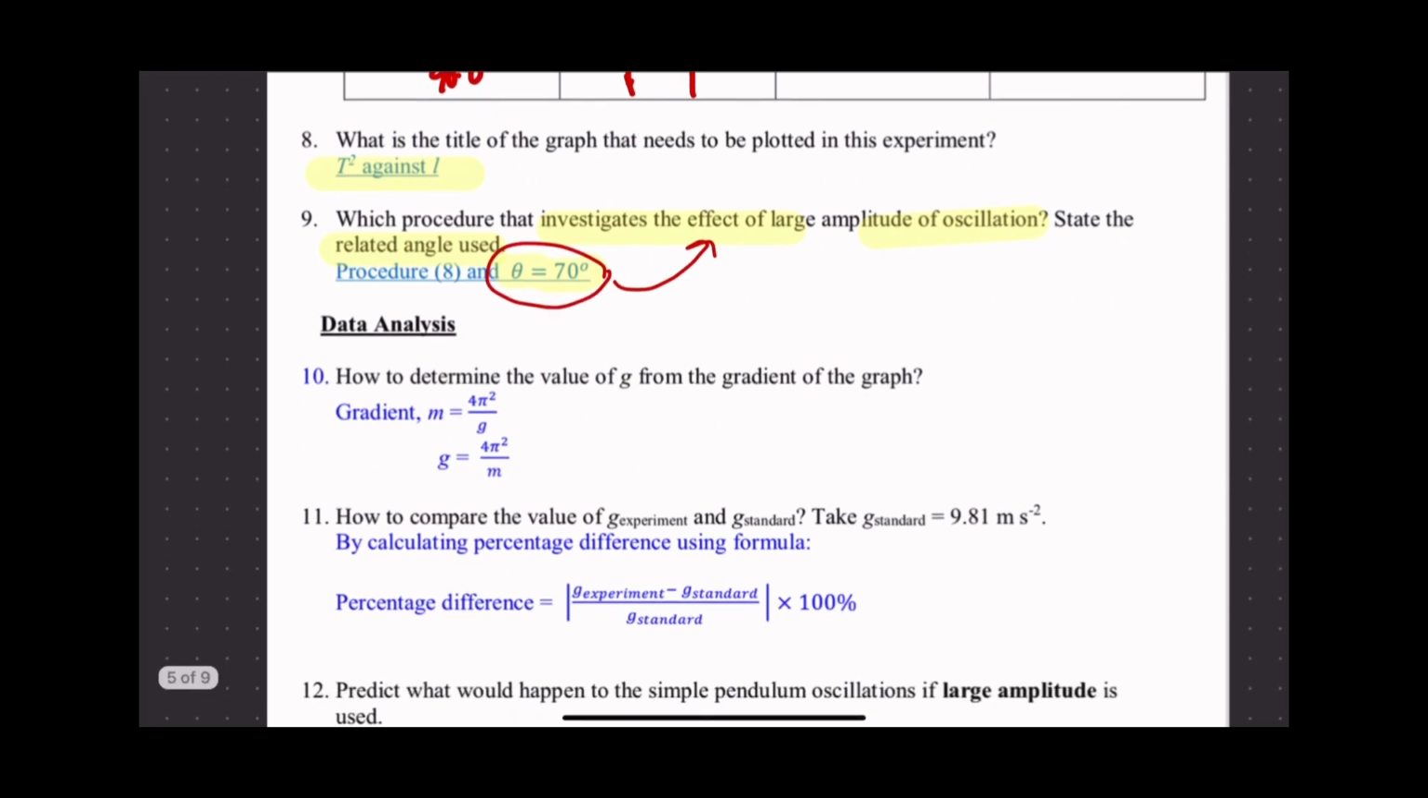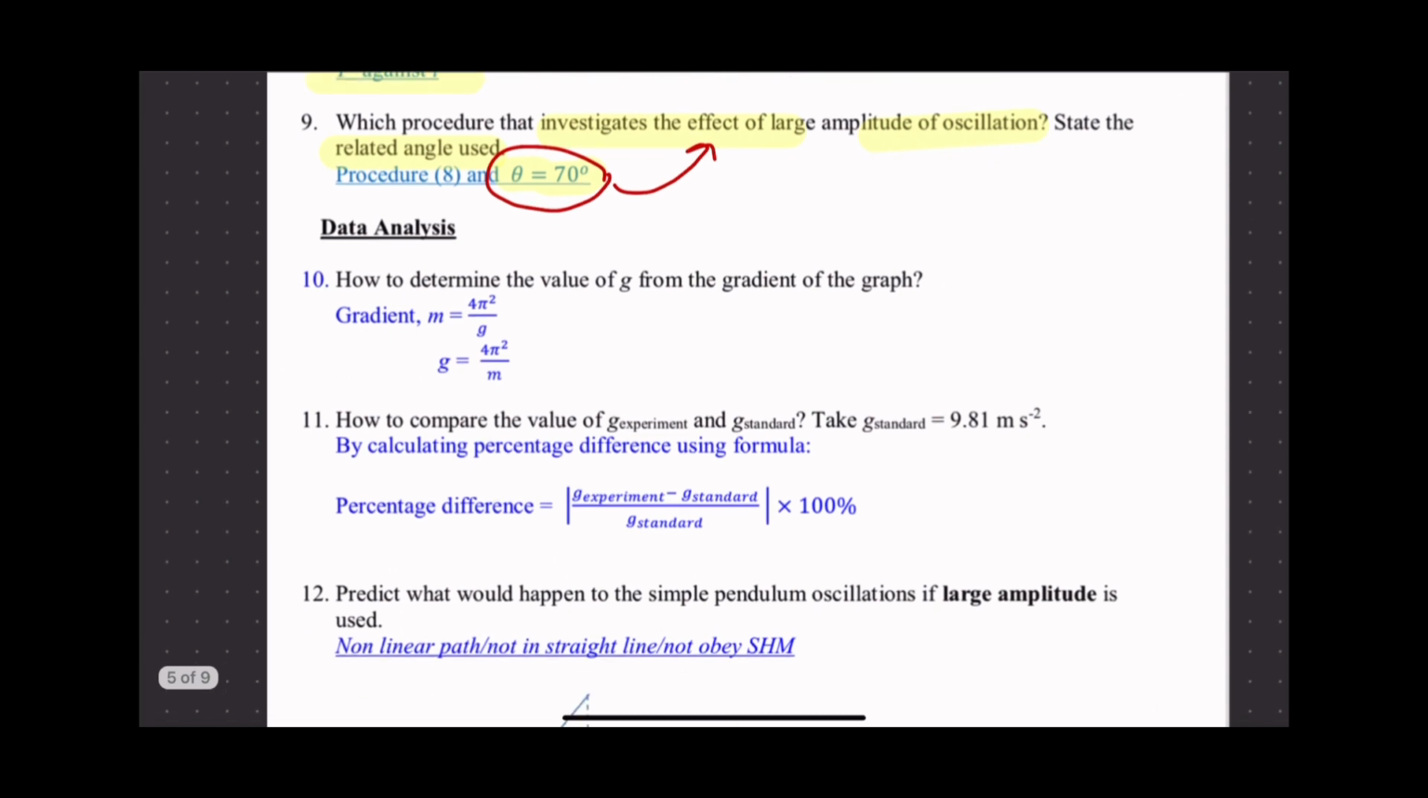Alright, so next is data analysis. How to determine the value of g from the gradient of the graph. Based on the lab manual, we get the formula T equals 2 pi square root of L over g. That is why the period has nothing to do with mass: there is no mass in the period equation at all. So for a simple pendulum, it is unrelated to mass. However heavy your bob is, it will not affect your period.